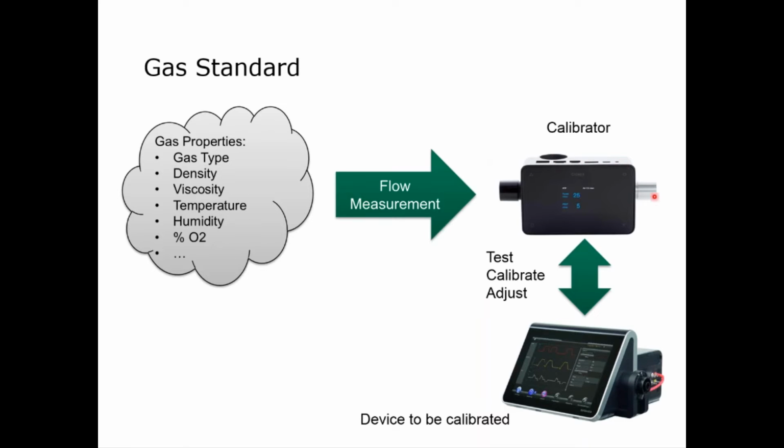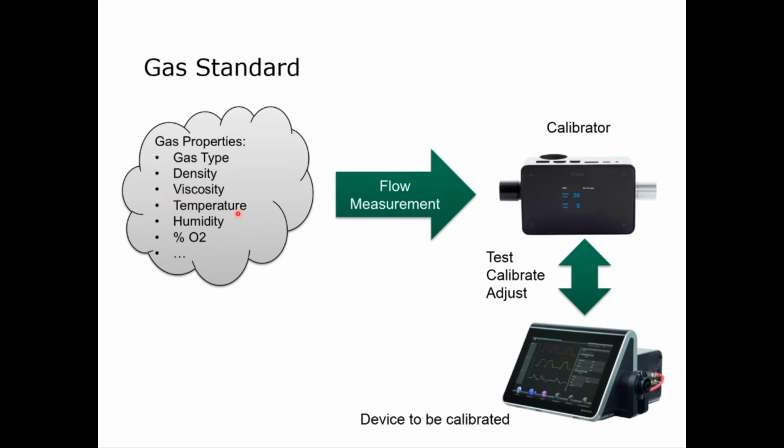When we do flow measurements with any kind of calibrator or any kind of flow measuring device, we have to differentiate between two things, and that's very important. On one side, we have the gas properties. That's the actual properties of the gas. That's the gas type, which can be air and oxygen. It can be nitric oxide, different kinds of gas. Each gas type will have a density and a viscosity which influence the flow measurement. That has all to be known to the calibrator.